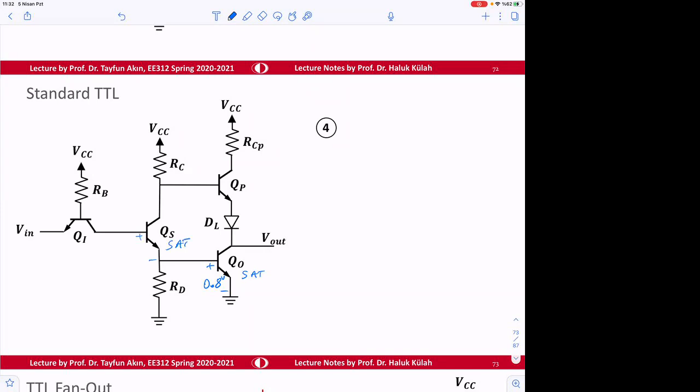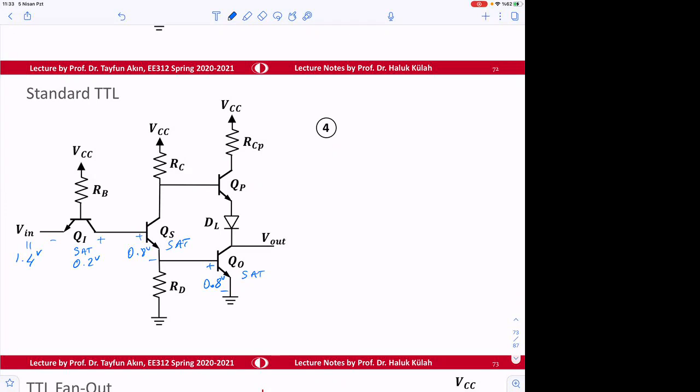Going both QS and QO to SAT is very sharp. So this becomes SAT 0.8, and this is going to be SAT at that point, so this will be 0.2 volt. Therefore, the input that creates this is going to be 1.4 volt. So when this is 1.4 volt, this is the case it becomes.